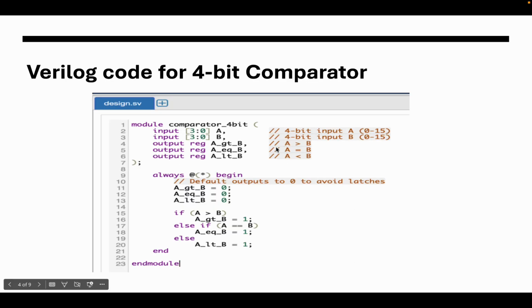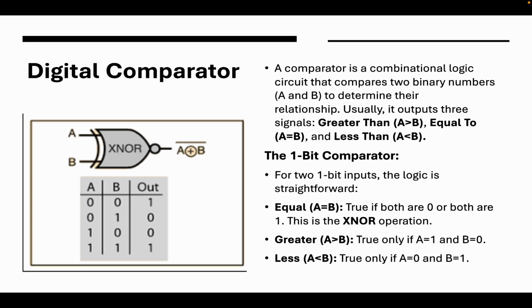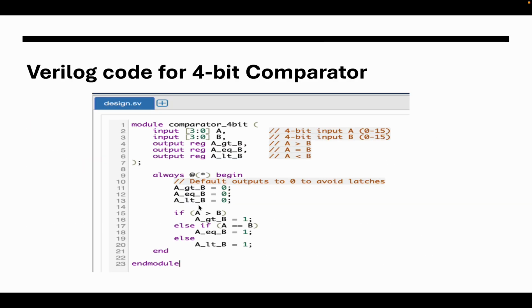Verilog code for a 4-bit comparator. You saw the diagram, right? For a 4-bit comparator, what all do you need? You need a 4-bit input A and a 4-bit input B. You need 3 outputs actually. One is A greater than B, one is A equal to B, one is A lesser than B. So always, at all conditions, we begin.